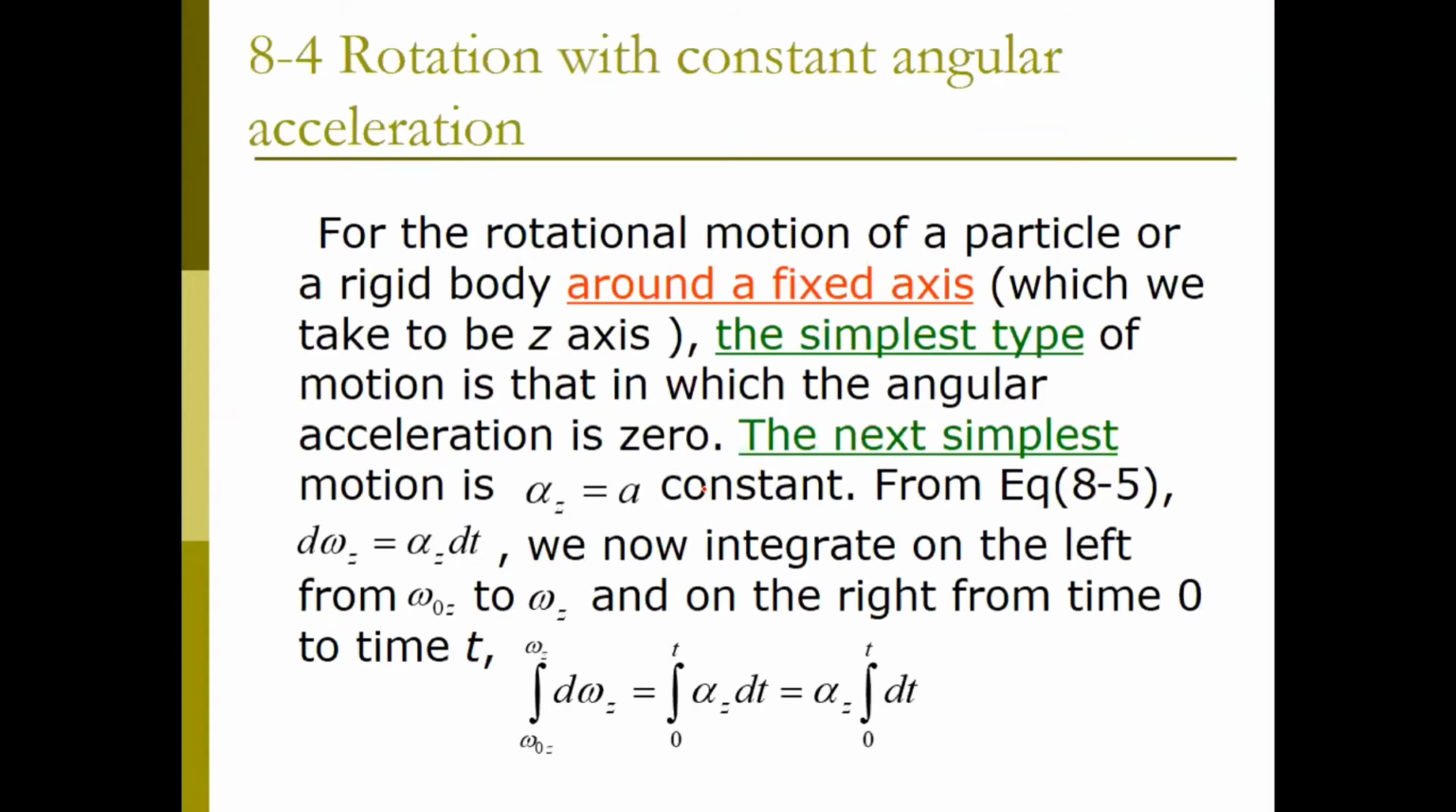For the rotational motion of a particle or a rigid body around a fixed axis, which we take to be the z-axis, the simplest type of motion is that in which the angular acceleration is equal to 0. Take note, this is for a fixed axis. The next simplest motion is alpha equal to a constant, or the derivative of omega with respect to time is equal to alpha.